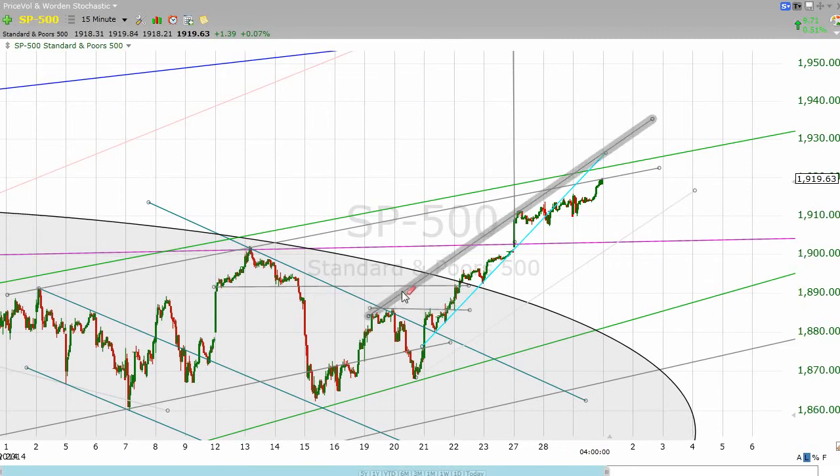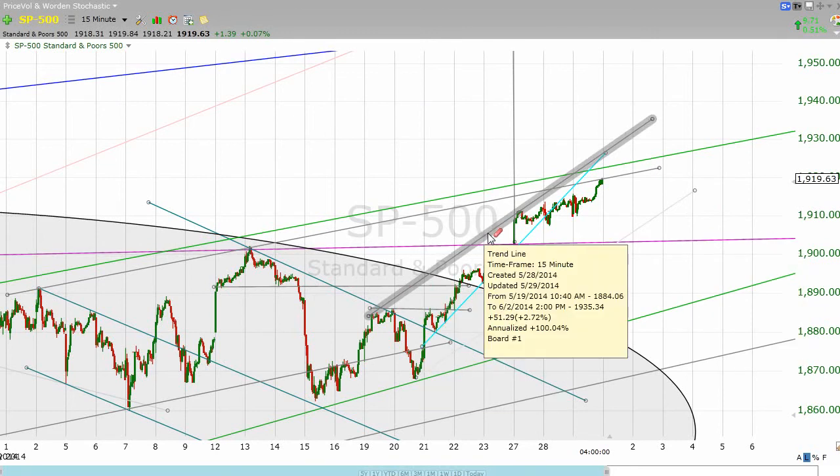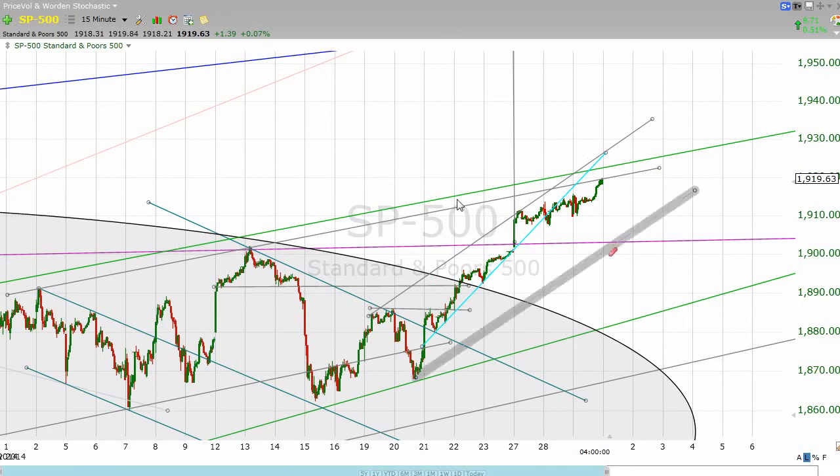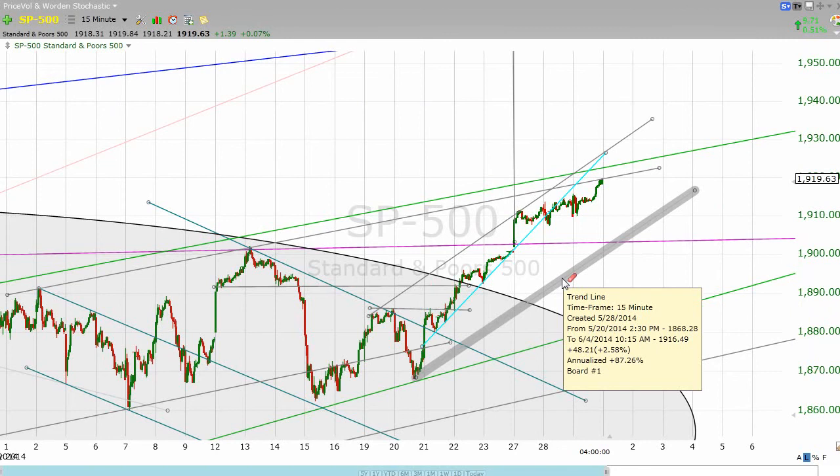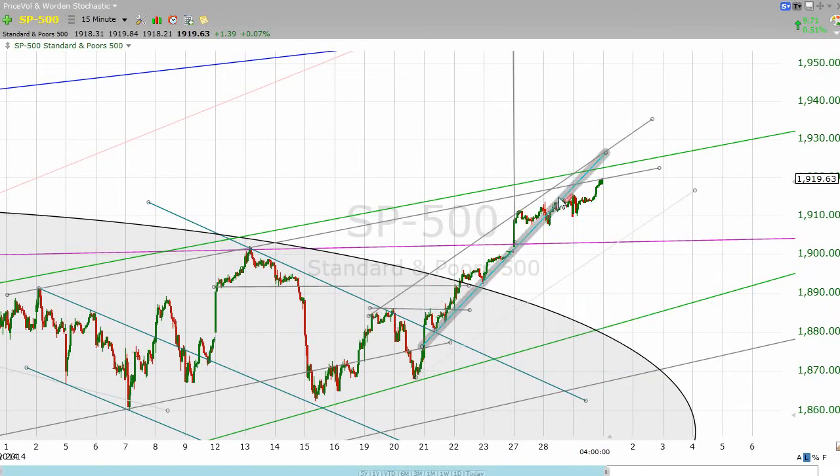Whether or not we end up in a channel that is defined by this line or whether we see something else, I'm open to getting more data before trying to make that call. I'm going to keep these lines on the chart just in case this does make sense.